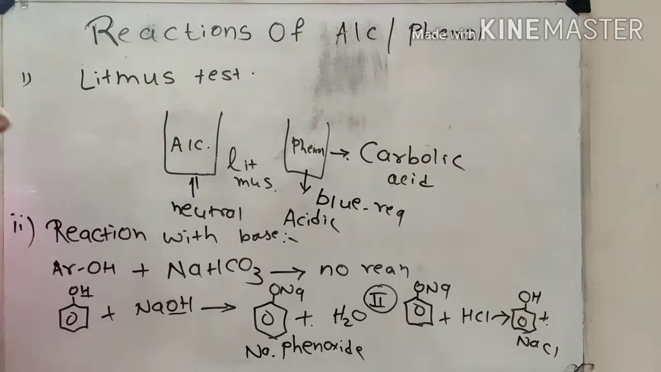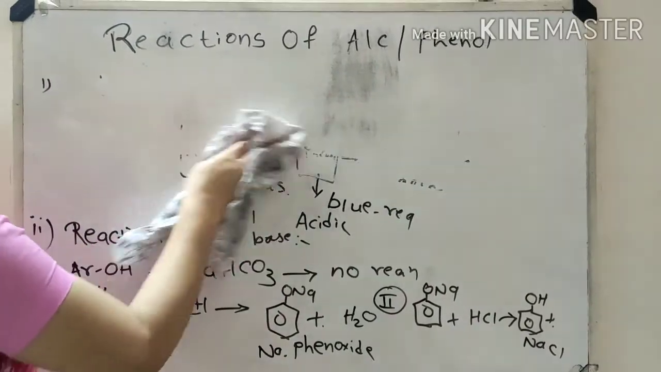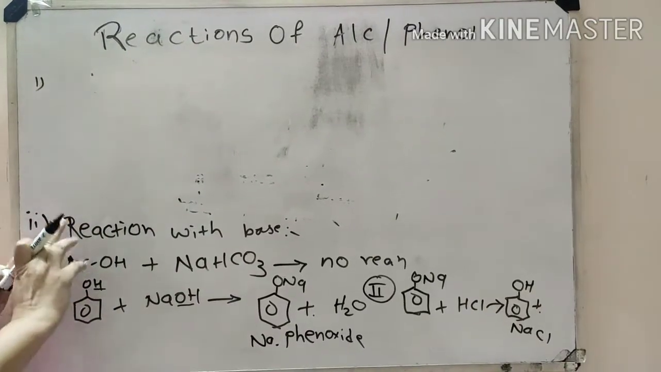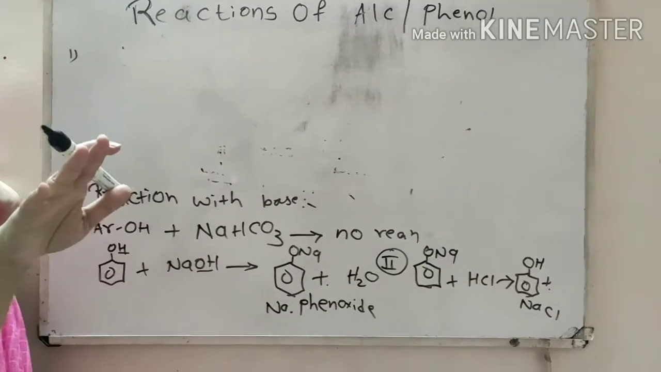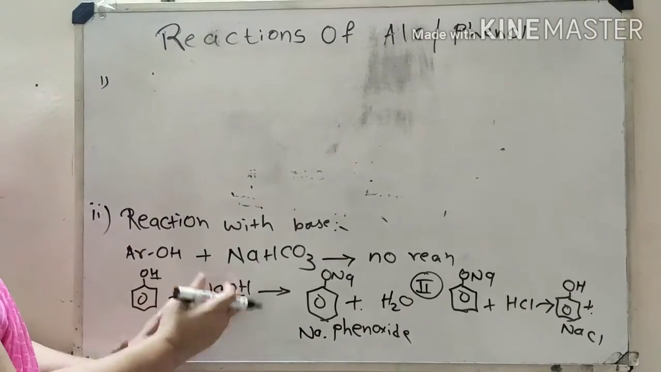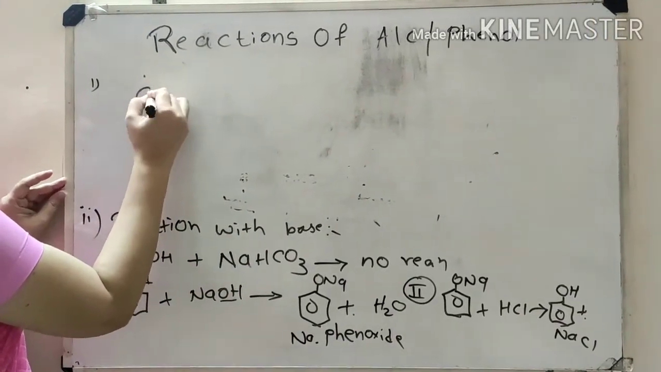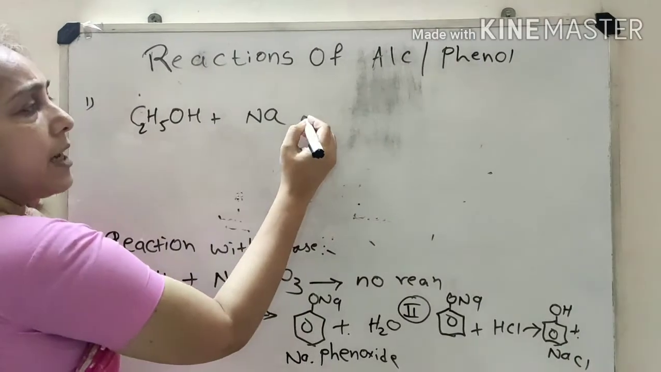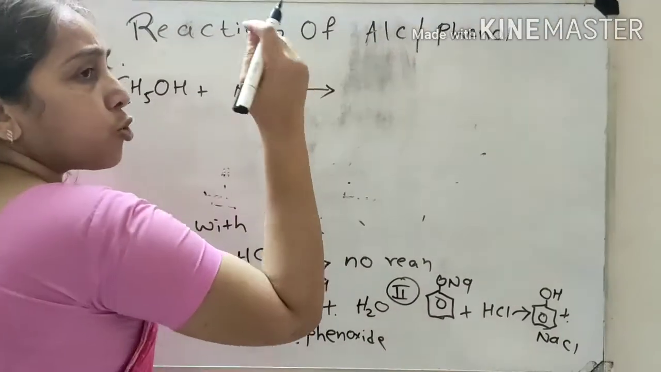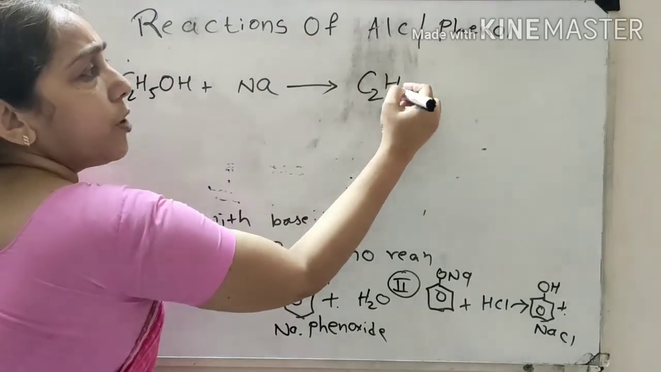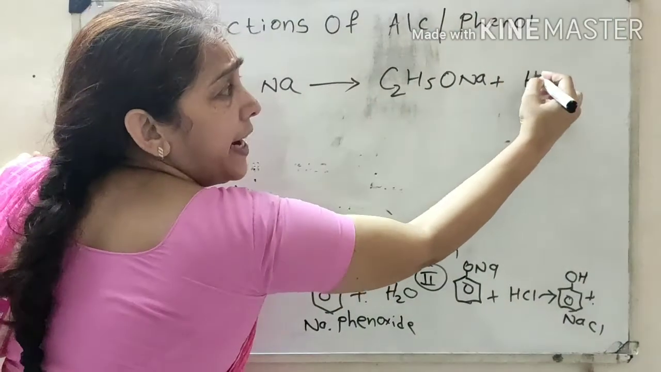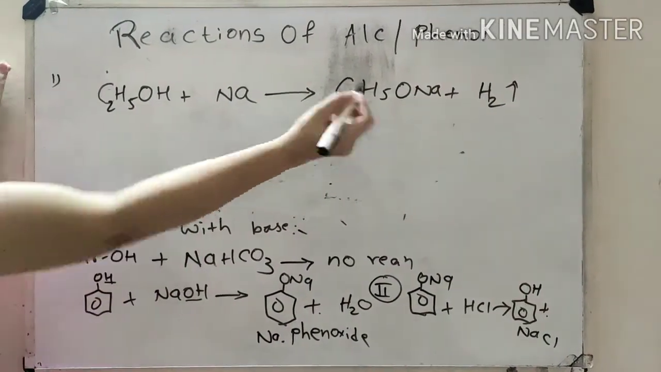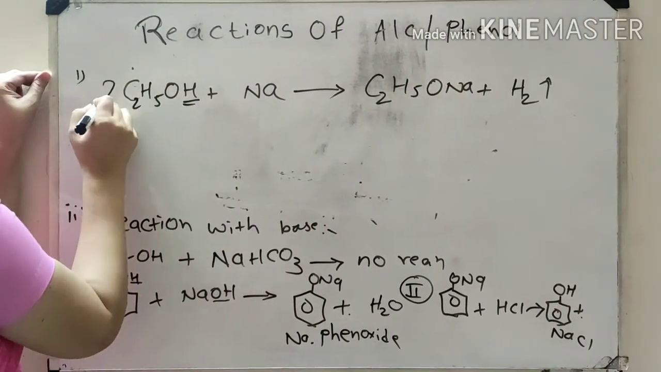What about alcohol? As I said earlier, alcohol is neutral with litmus paper, so it does not react with NaOH. It does react with, for example, if I take C2H5OH, it can react with sodium. Then sodium alkoxide is formed, so it is C2H5ONa with liberation of hydrogen gas. So we have to balance this reaction. This H2, this hydrogen is 1. So we make it 2.